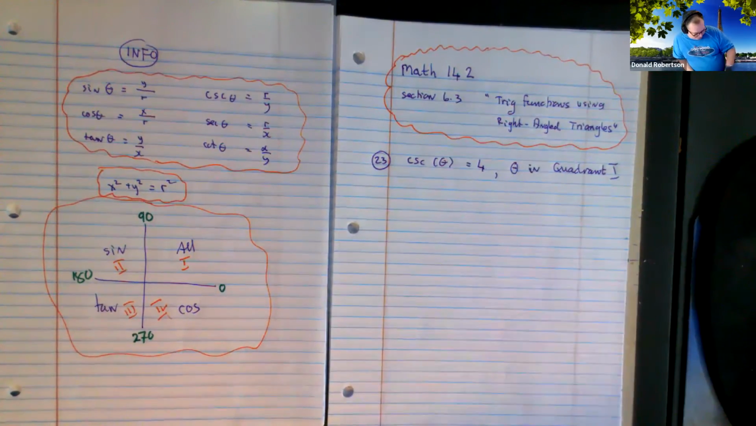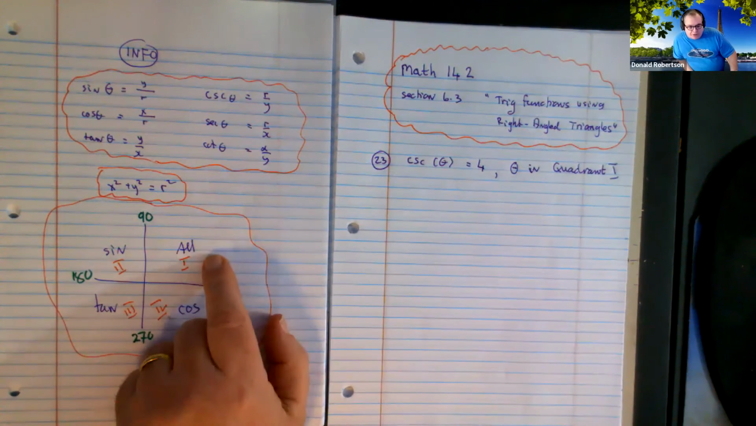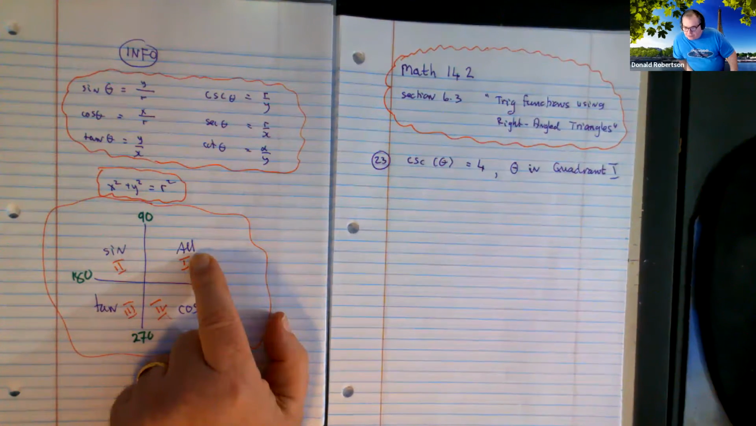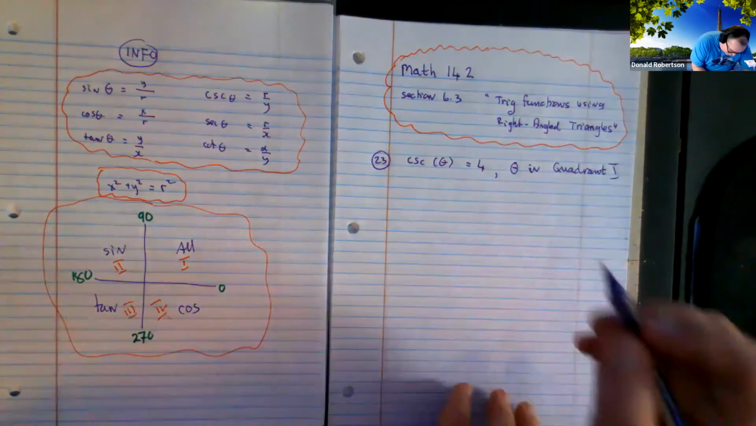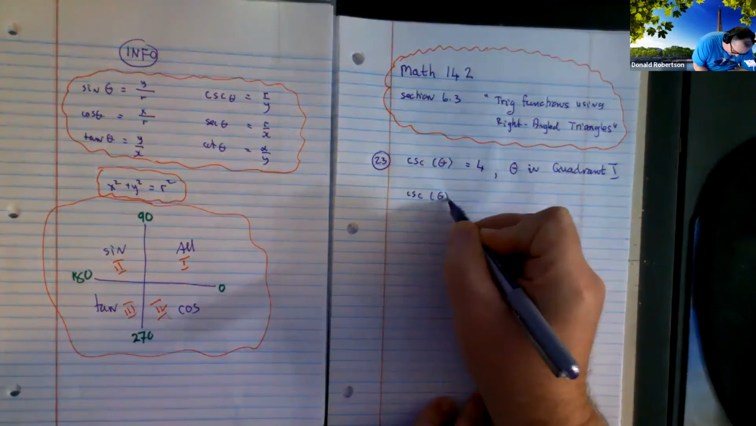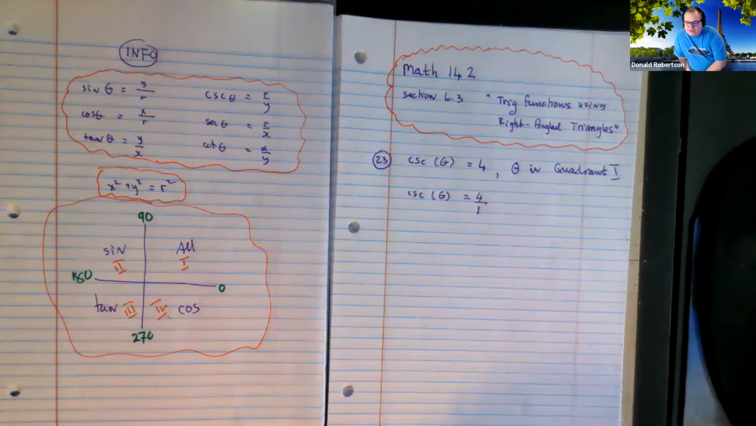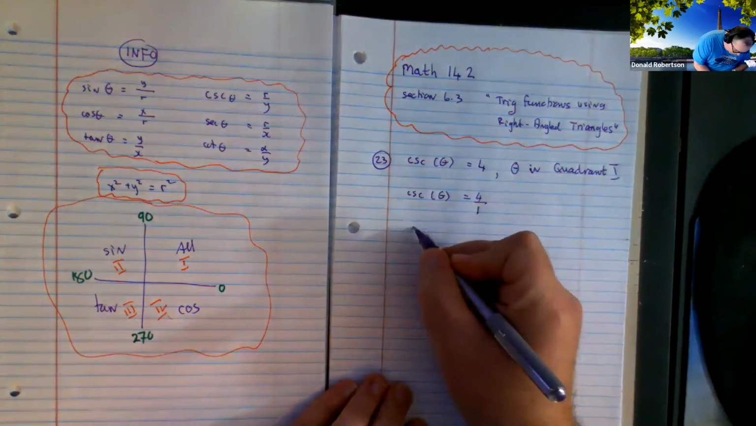Now, since the angle is in quadrant 1, doesn't that make everybody positive? So I know that all my answers are positive. I'm going to rewrite this and put it on a separate line just to emphasize it. And since everybody is positive, that means X, Y, and R are all going to be positive.